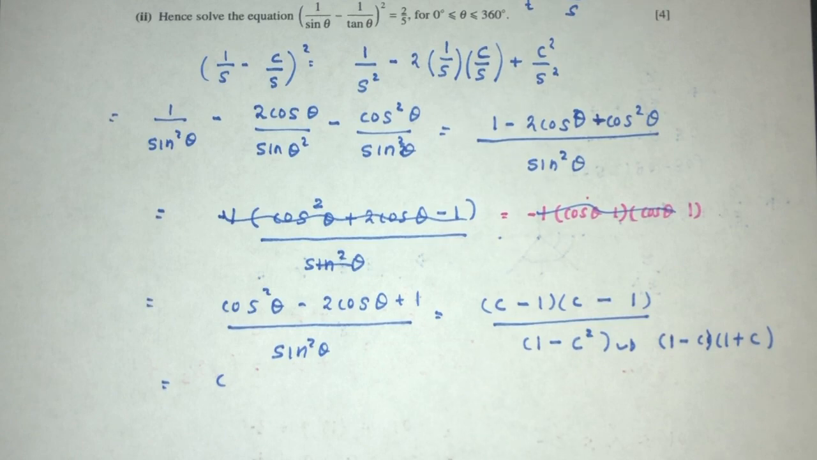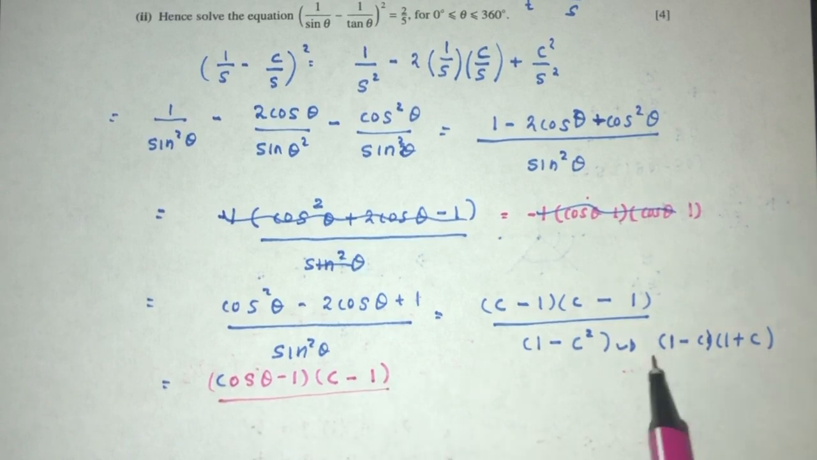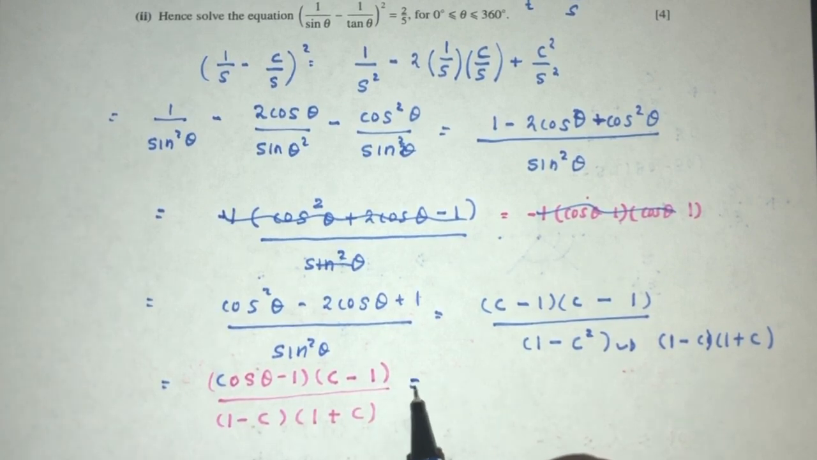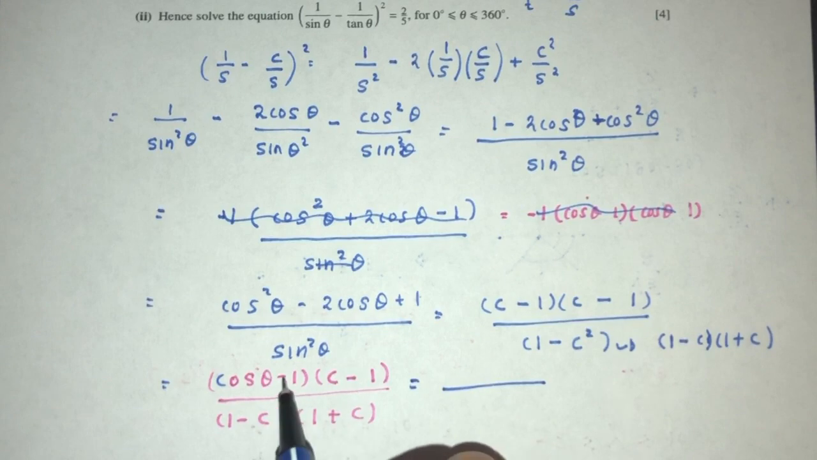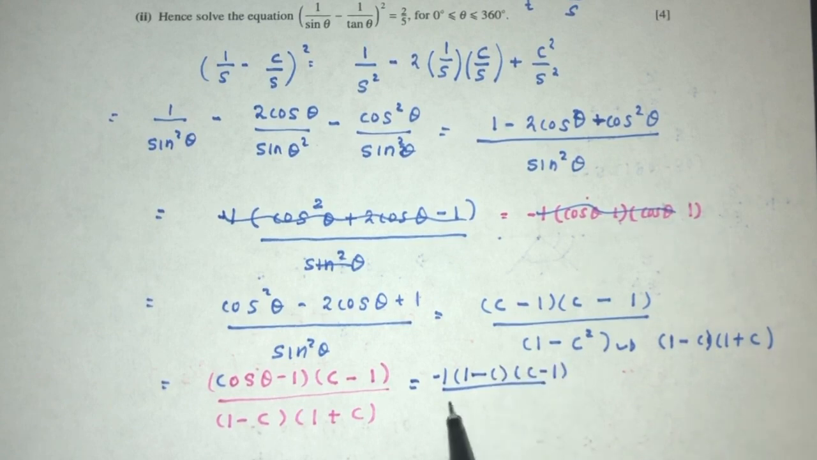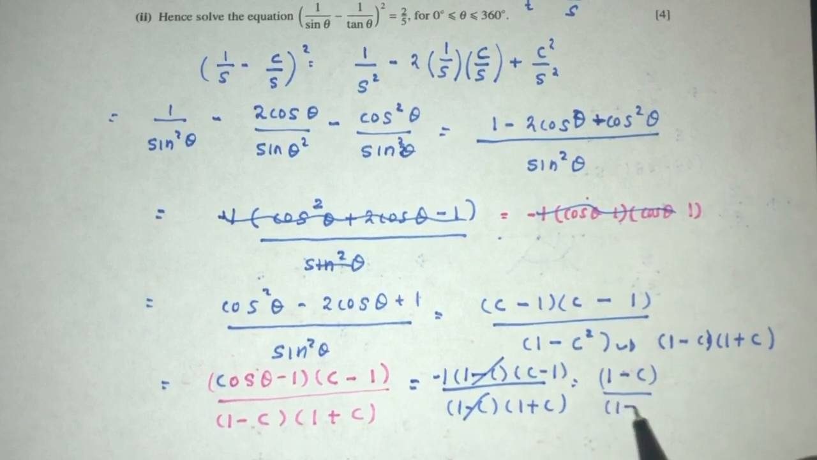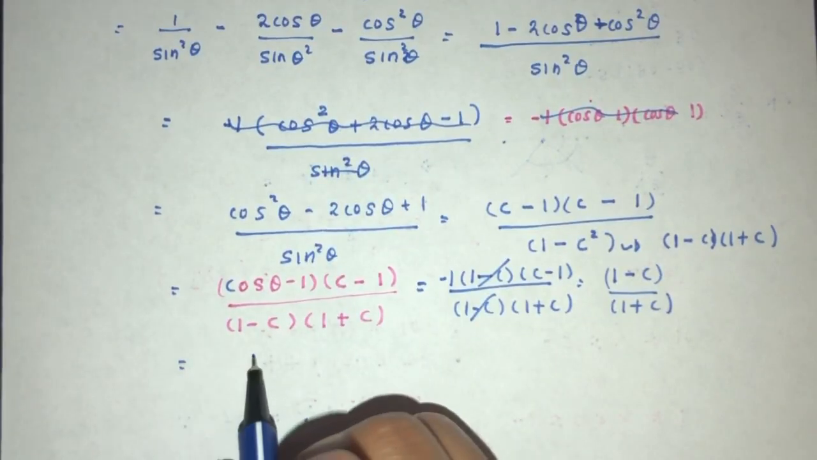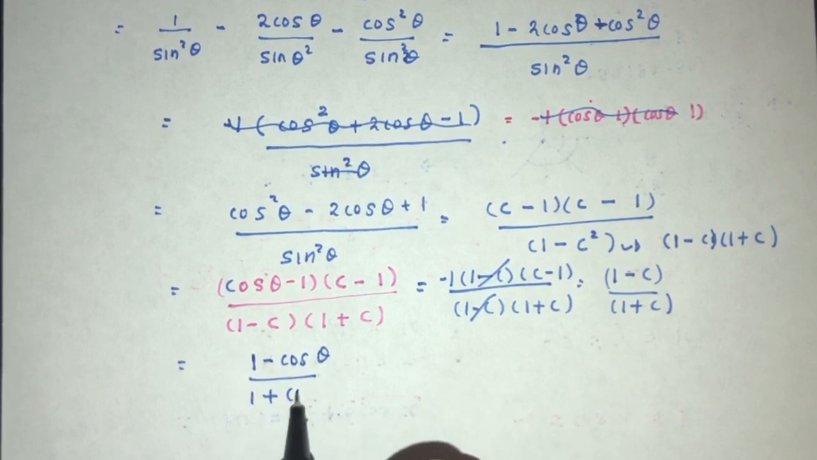Now we can play with the terms and see what we can do to find the correct values. So right now we have on top cos theta minus 1, and here we have cos theta minus 1, over the value of this one, 1 minus cos and 1 plus cos. Now what can we do here? We can play with the sign. Let's take out minus here. You will have minus 1 times 1 minus cos, and here we have 1 minus cos, and here we have 1 plus cos. This will cancel out, and you will have 1 minus cos over 1 plus cos, right? So your answer will be 1 minus cos theta over 1 plus cos theta, shown as required.